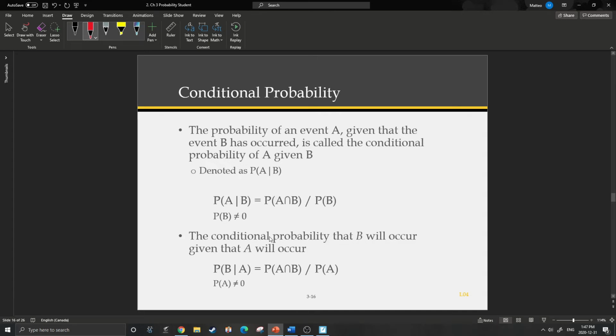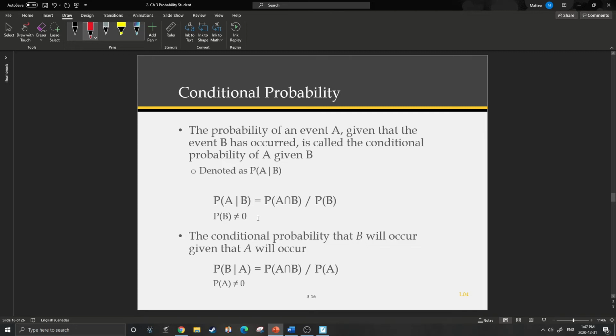The probability of an event A, given that the event B has occurred, is called the conditional probability of A given B. You might think, what does that mean? It's like, given that it's raining, what's the probability that I'm going to get wet today? That would be a conditional probability. One event has already occurred. How does that affect the probability of another event occurring?